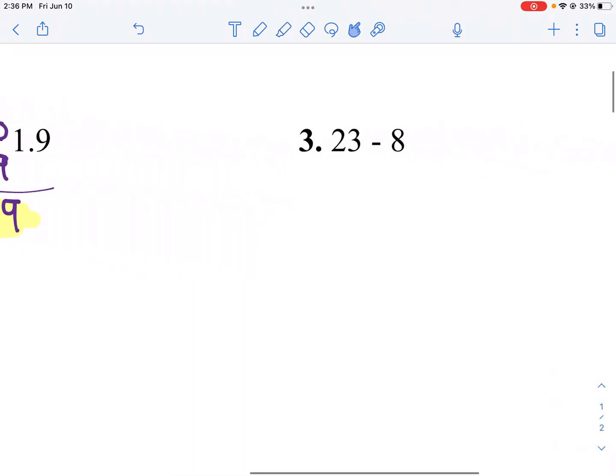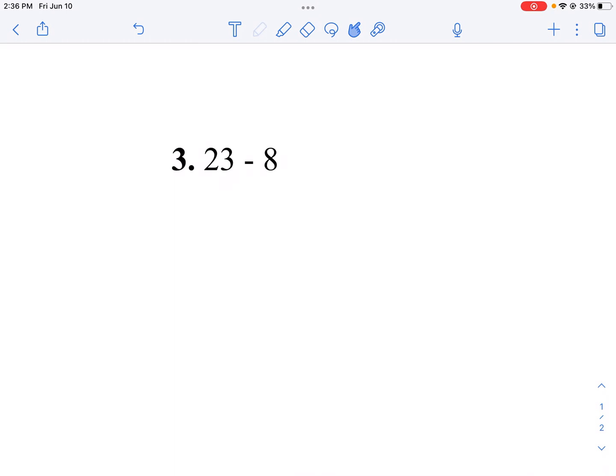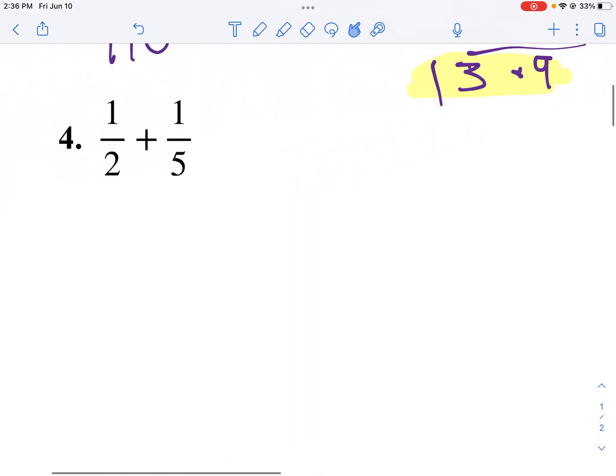Taking a look at number 3, 23 minus 8, that's just mental math, so 23 minus 8 is 15. Question number 4, we have to remember, if I give you 2 as a fraction, I don't want a decimal for an answer. I don't want you typing this in your calculator. I want you to actually add the 2 fractions. Well, in order to add 2 fractions, remember, you have to have a common denominator. Well, my common denominator means what's the least common multiple between 2 and 5? Well, the first number that 2 and 5 both go into is 10.